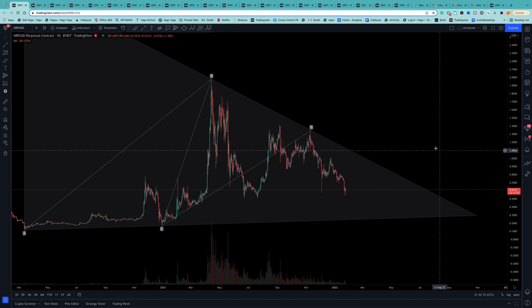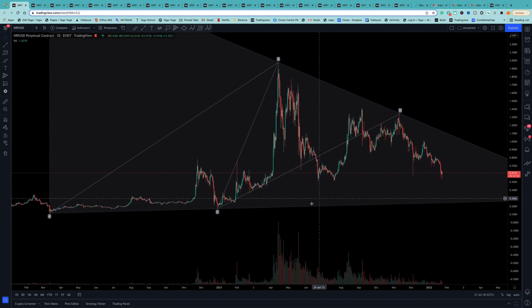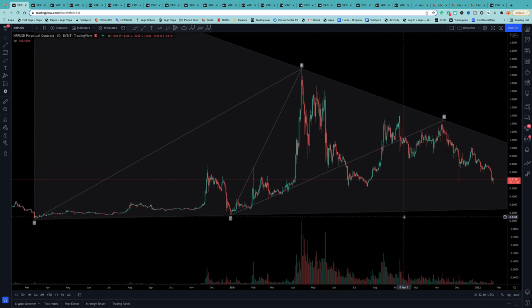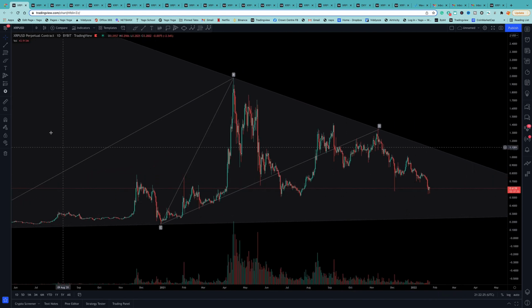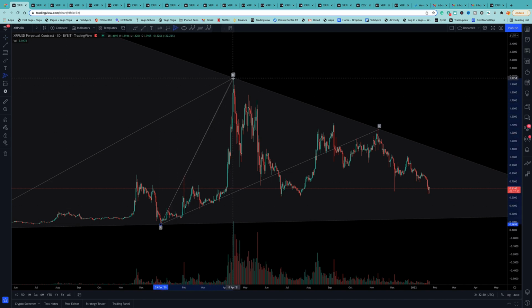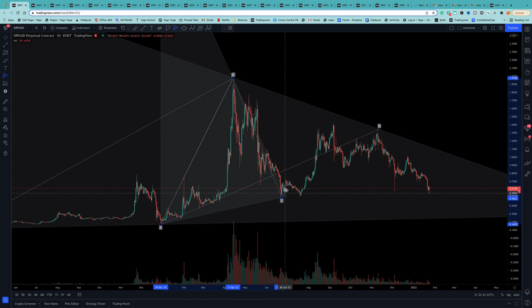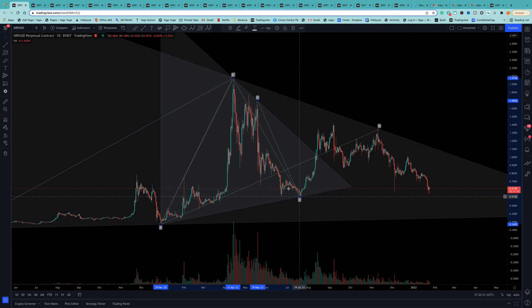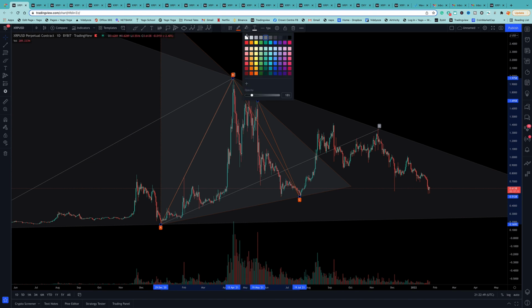Okay, so now when you zoom in here, you can also see that there's another arc within this. So I could go from here to there, A, B, C, and then I go D here. Okay. Now this is the daily.